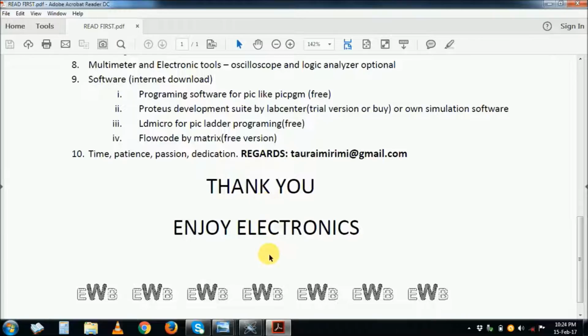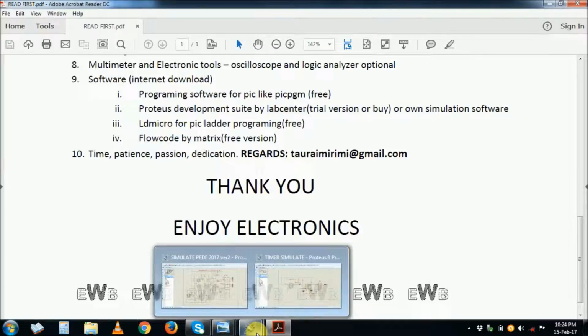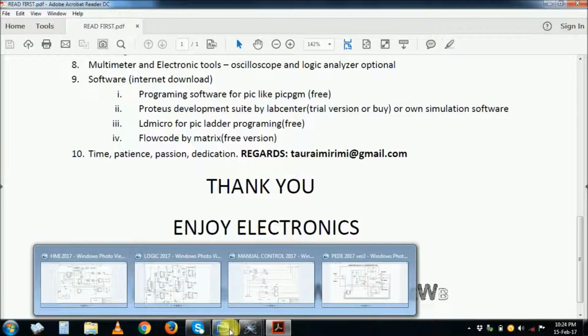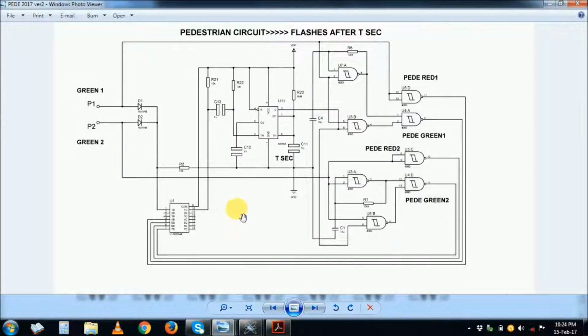Thank you. Let's go to our circuit and describe how the circuit would actually work, and then I'll also show you the simulation of that circuit, how it's going to be working. So what we have here is a green signal coming, the P1 and the P2. So any one of these should be green, because you can't have 2 greens at any intersection. So one is green, the other one is not green.